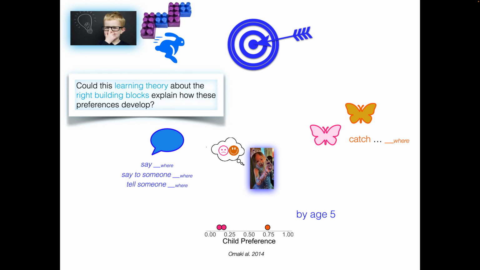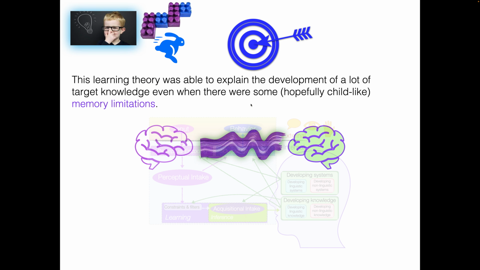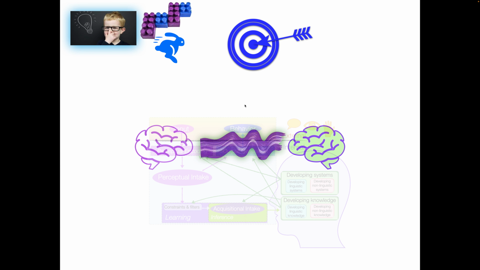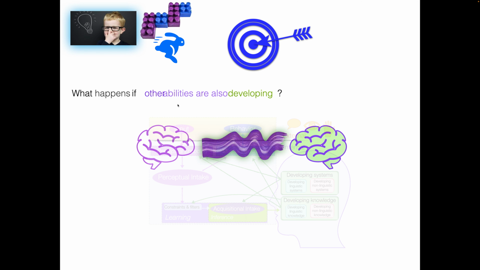So these are preferences that we know children have by age 5. Could this learning theory about the right building blocks explain how these preferences develop? Who knows? Good question. If you remember, too, this learning theory was able to explain the development of a lot of the target knowledge, even when there were some hopefully childlike memory limitations. But of course, memory's not the only thing developing, and the way that we investigated isn't the only way that memory could be impacted.